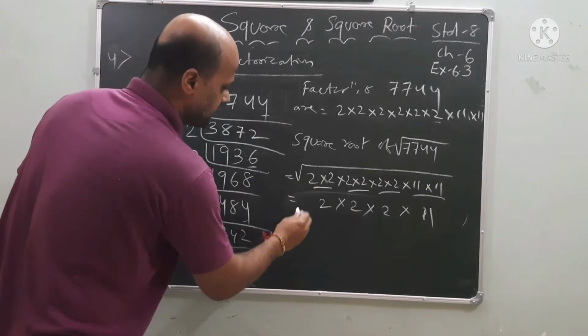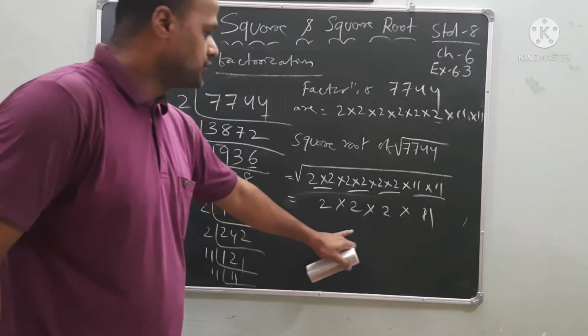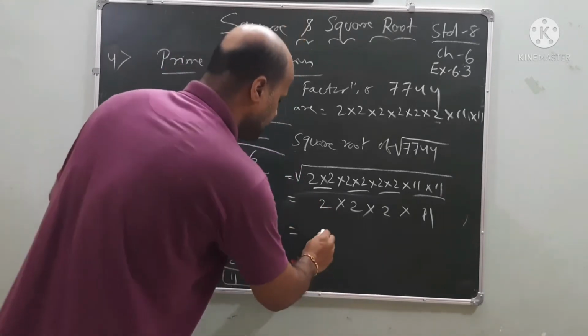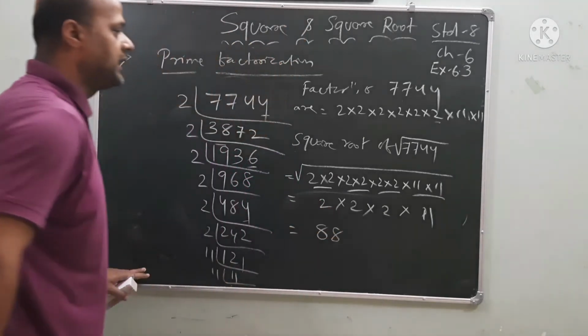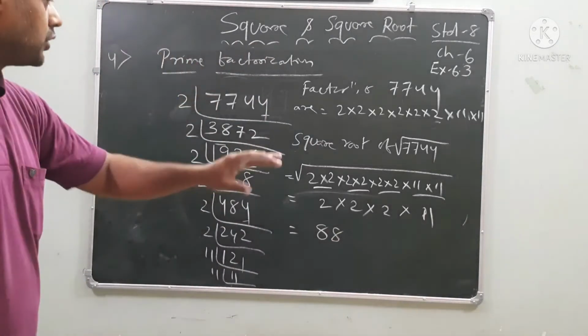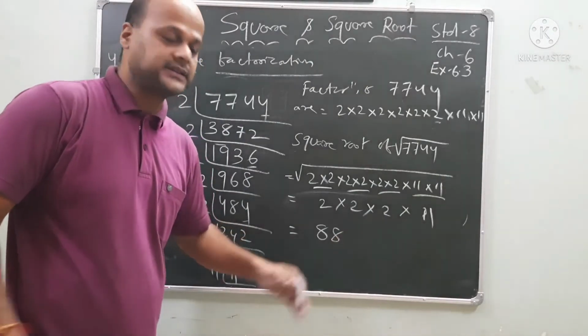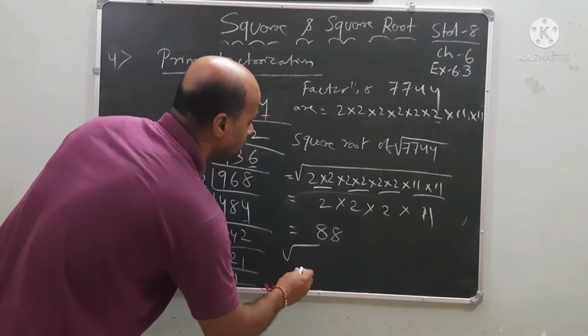Okay. So what is the multiplication here? 2 2s are 4, 4 2s are 8, 8 11s are 88. So I will say that the square root of 7744 is 88. This is the answer to your question.